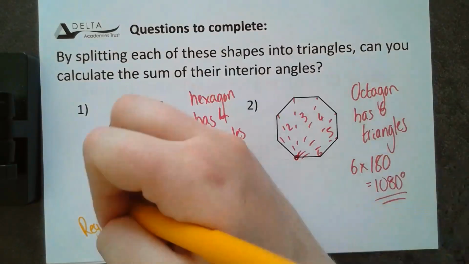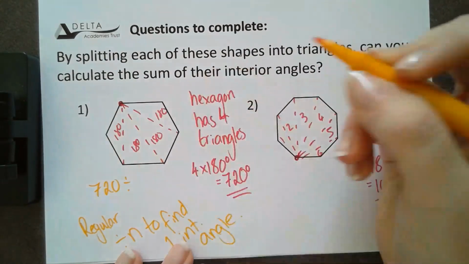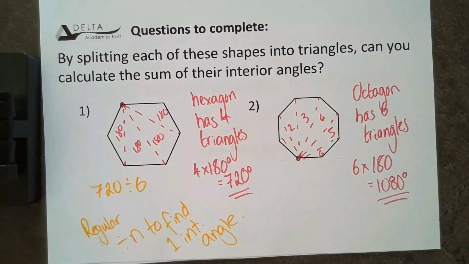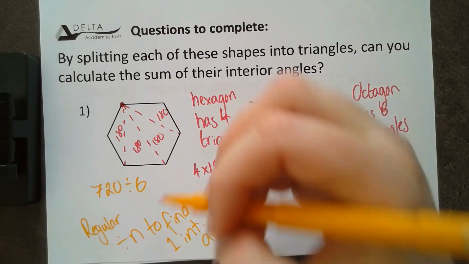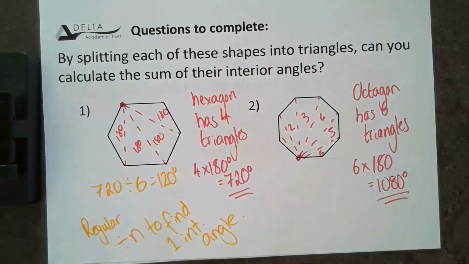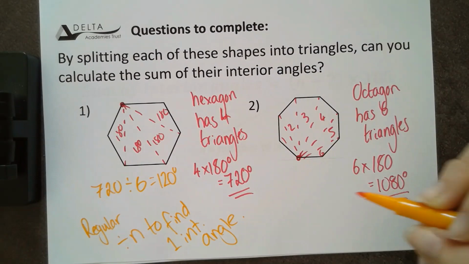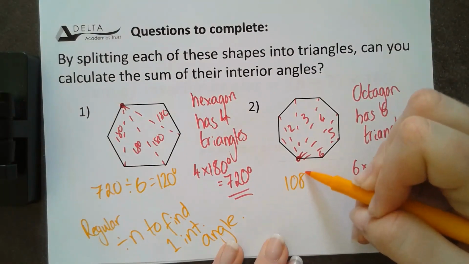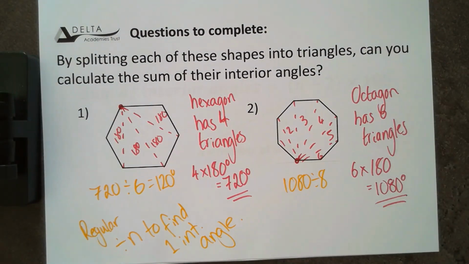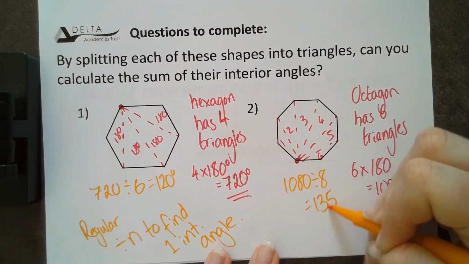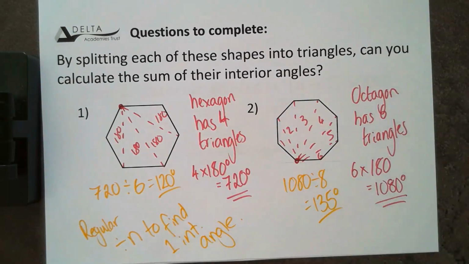So here, if I did 720 divided by my 6 sides, that gets me 120 degrees. If I did the same with my octagon and I did 1080 divided by 8, then I would end up with my 135 that we found last lesson. So actually, this is working in conjunction with the things that we already know. It's just an alternate way of thinking about it.